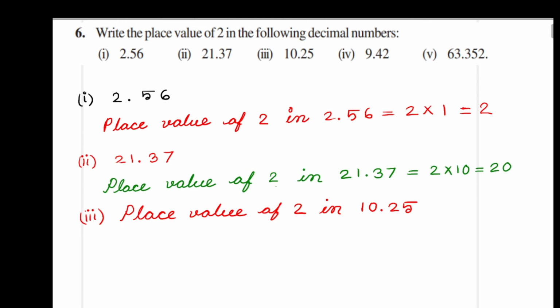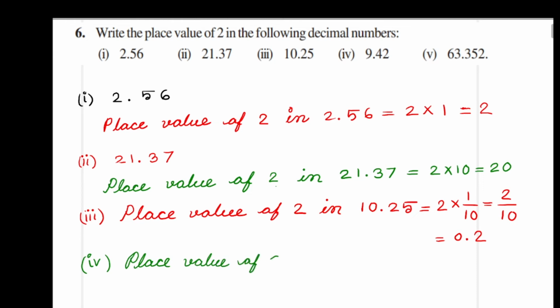I think you have a clear idea now. Place and place value. So it will be 2 into 1 by 10, which is 2 by 10, and in decimal you can write 0.2. Question number 4. Place value of 2 in 9.42 is equal to what? The number and the place. What is the place? Hundreds. 2 by 100. It will be 2 by 100. That means in decimal 0.02. Okay.